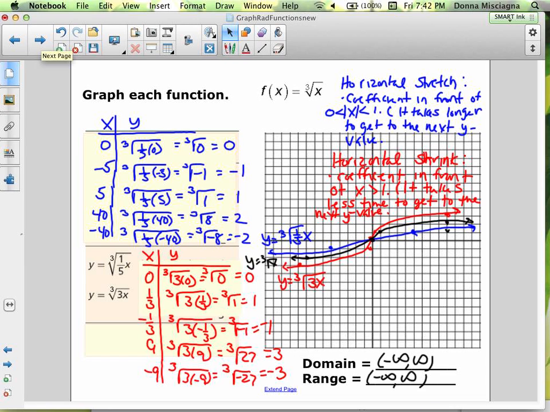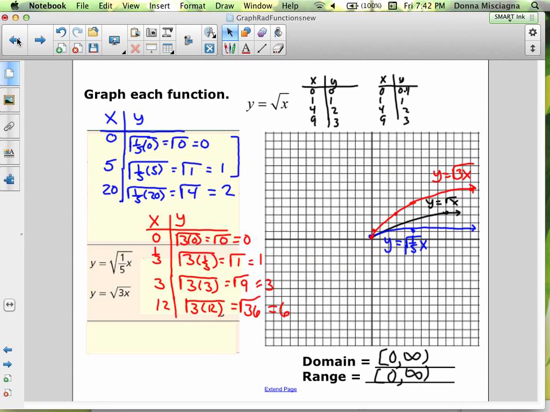So 1/5 here was between 0 and 1, it made our graph grow more slowly. 3 is greater than 1, it made our graph get to the next y value more quickly, right? So it affects your horizontal growth and how fast or slow you get to the next y value, right? So you're stretching and shrinking horizontally. It was the same effect, we won't write it twice, for the square roots over here.